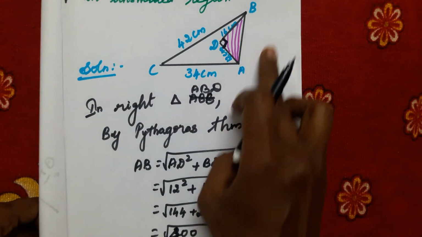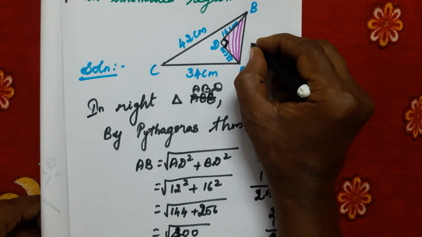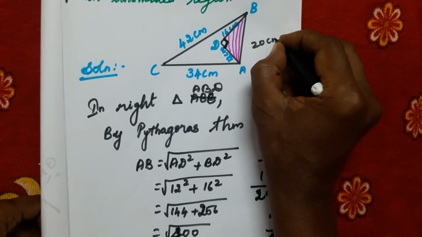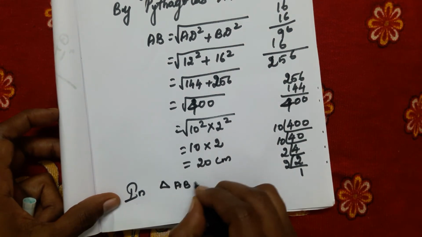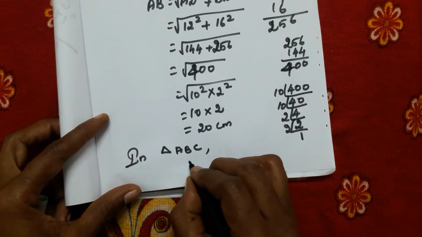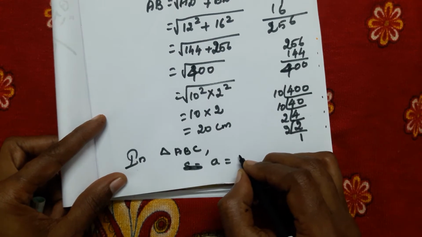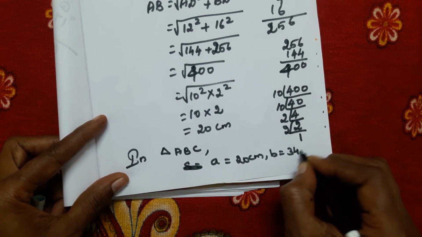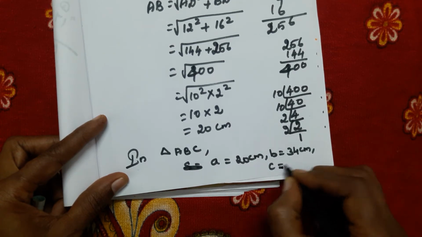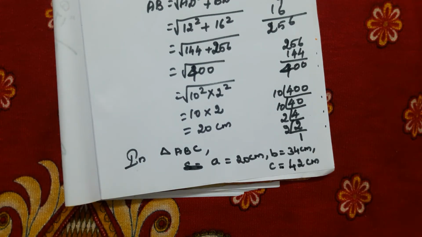Now I'm going to find the area of triangle ABC. We know this side is 20 centimeter. Now in triangle ABC, I'm taking a equal to 20 centimeter, b equal to 34 centimeter, c equal to 42 centimeter. Okay, we got a, b, c.